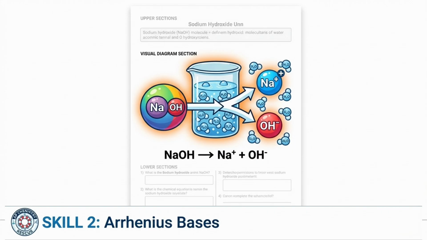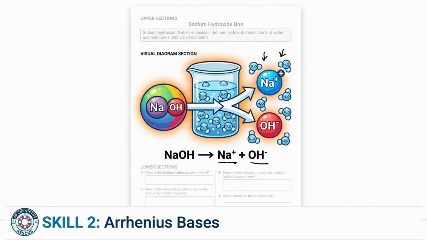Let's actually see what's happening at the molecular level. Look at this diagram with me. Here we have a molecule of sodium hydroxide, NaOH. It's in water, represented by these blue H2O molecules around it. Watch what happens when the sodium hydroxide dissolves. The bond between the sodium and hydroxide is going to break. The sodium atom becomes Na plus, and OH changes into hydroxide ion, OH minus. That's the red sphere with a minus sign inside it.